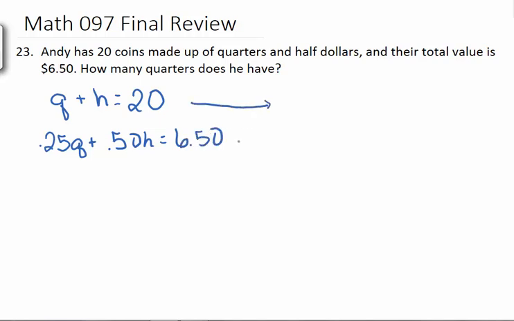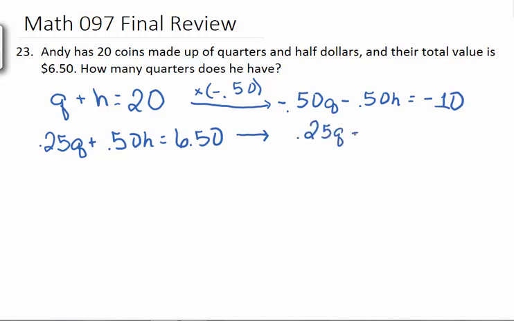We're going to solve this using elimination. And it's very important to note here that we only want to know how many quarters he has. We don't really care about the half dollars, so let's eliminate H. So I'm going to multiply this first one by negative 0.50. So I get minus 0.50Q minus 0.50H is equal to minus 10. The second equation I'm going to leave alone. I'm going to get 0.25Q plus 0.50H is equal to 6.50.